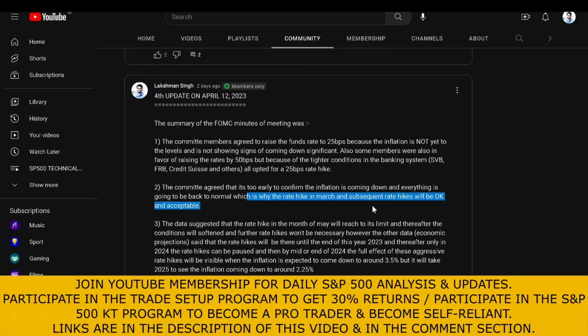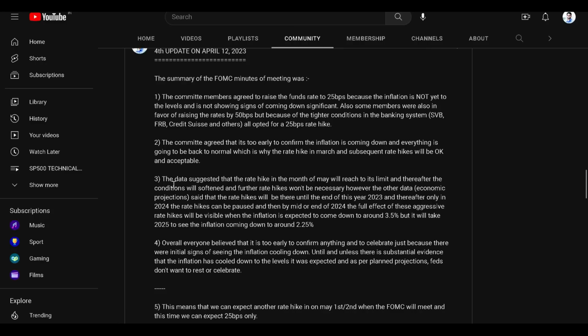This means that we are expecting another rate hike on May 2nd, because the FOMC, the Federal Open Market Committee, will meet on May 1st and May 2nd. And on May 2nd, the next round of the rate hike will be announced. I'm not speculating, this is based on the minutes of the meeting, right? Then the data suggested that the rate hike in the month of May will reach its limit, and thereafter the conditions will soften and further rate hikes won't be necessary.